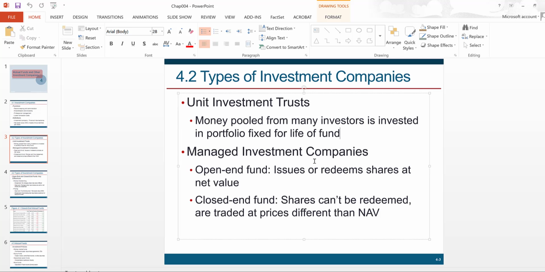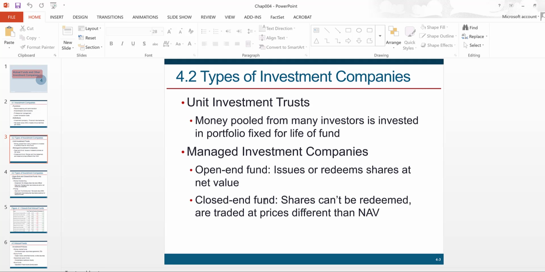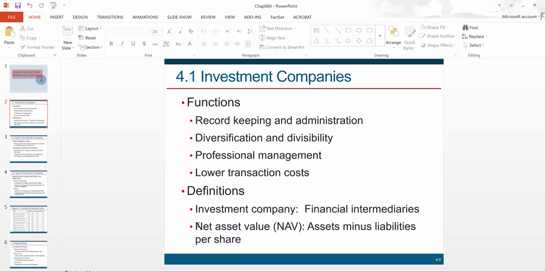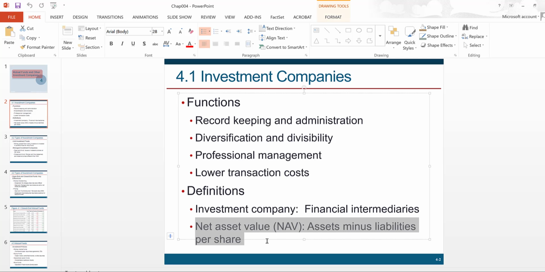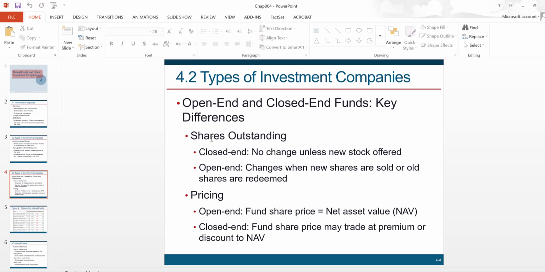Other types of investment companies are managed. So open-end funds are what we commonly refer to as mutual funds, and then there are also closed-end funds. So we'll talk about open-end and closed-end funds. Starting with closed-end funds, I already mentioned about open-end funds or mutual funds that they don't trade on the market, and their transactions take place at net asset value. Net asset value is determined once every day. So that's for the mutual funds.